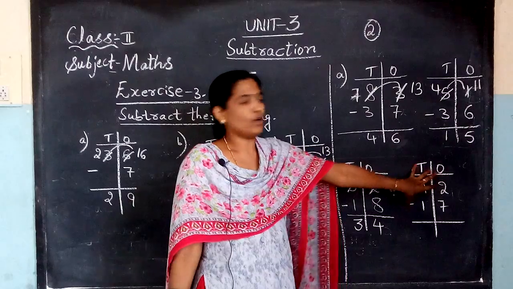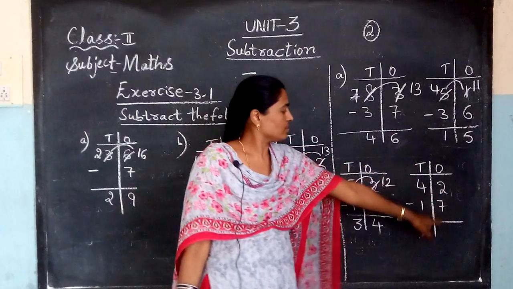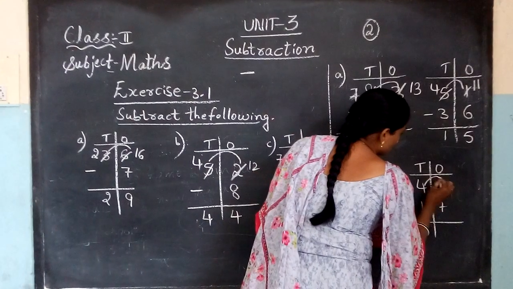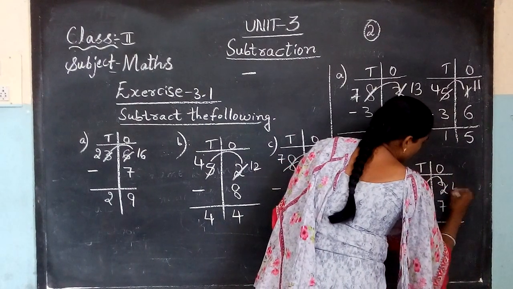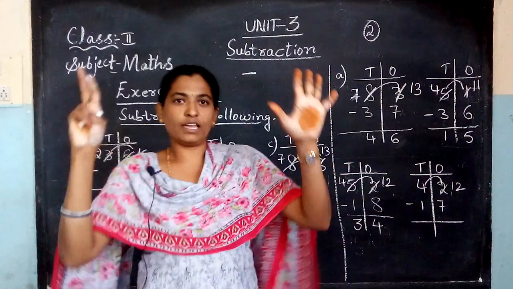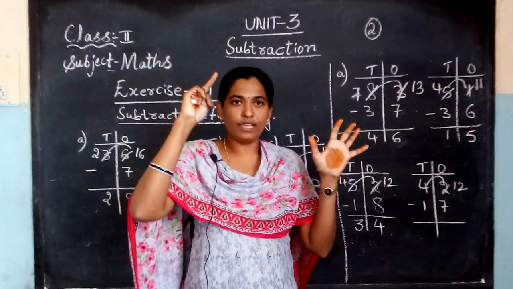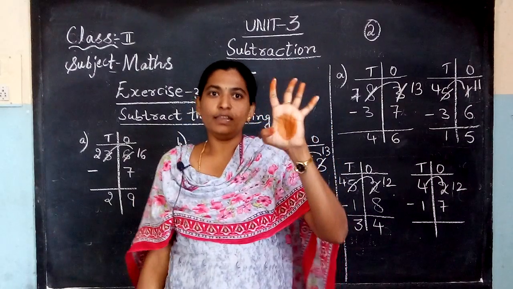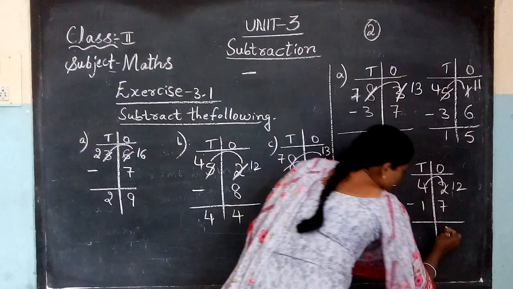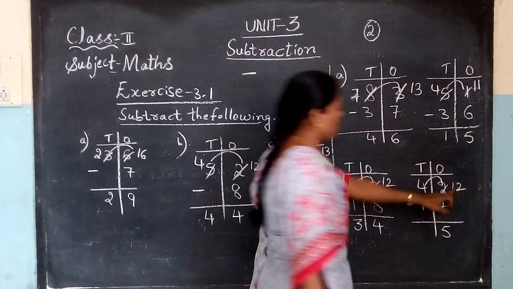You have to take a borrow from the tens column. From 2 you cannot take away 7. Take a borrow from the tens column. What did it become? 12. 12 in the mind, again 7 in your fingers. 12 before: 11, 10, 9, 8, 7, 6, 5. Yes. One number is given to the ones column.